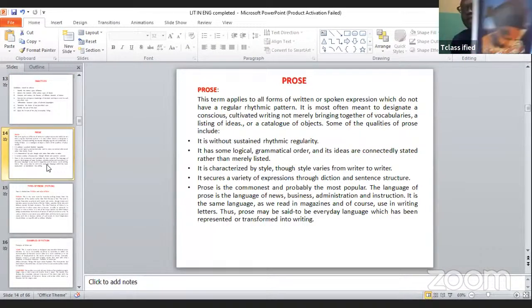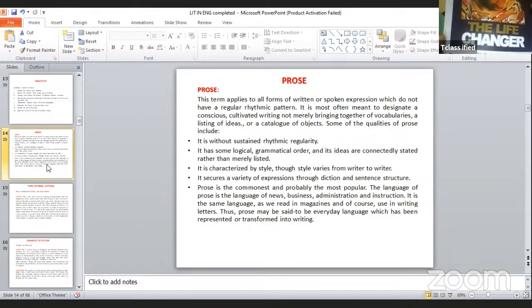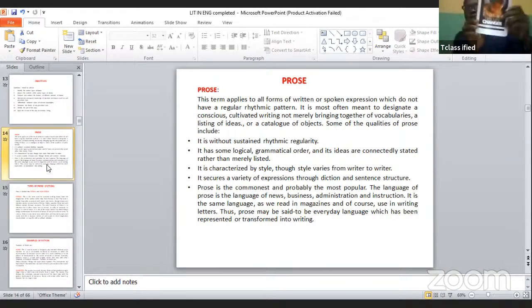Can you see my screen very well? I can't see it very well. Let me bring it closer to the camera. Yes, The Life Changer, can you see? Yes, I can see it now. Oluwaseyi, can you see this? Yes, I can see. Yes, sir. Okay, so this is the novel you guys are going to read.